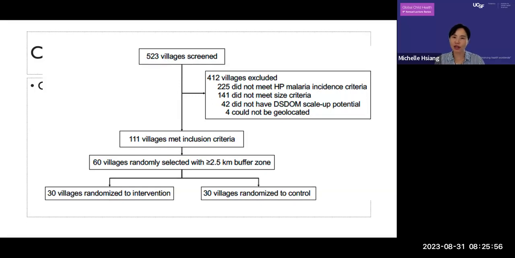We had certain criteria for how we would pick our villages. There were a lot of villages in Tambacounda district, and we excluded ones that didn't meet that incidence criteria of being a low to moderate transmission setting. We wanted to not have too much variation in size, so we had a size criteria. For some, it wasn't going to be feasible to scale up the community health workers, and others could not be geolocated. So we ended up with 111 that met the inclusion criteria, and then we randomly selected 60 from that. We also wanted to make sure that the villages had a buffer zone between them, so there wouldn't be contamination and movement of people between the clusters. Then we randomized those 30 villages.